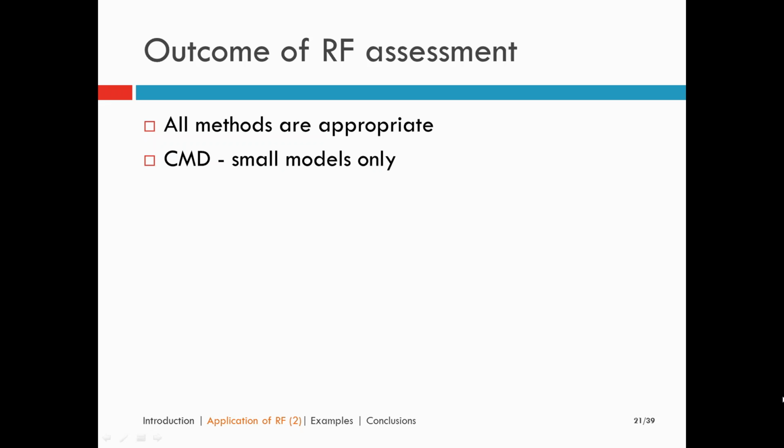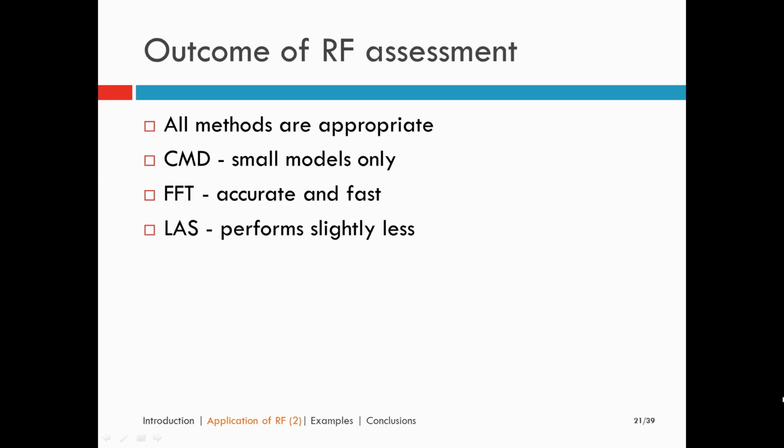The covariance matrix decomposition method works only well for small models. For larger models with a lot of nodes in the random field mesh, this method becomes quite slow, so I would advise to use another method. The fast Fourier transform method is accurate and fast, so I would advise this method. The only limitation is that you have to select a power of 2 for the number of nodes in every direction of the random field mesh. But I think that has to be no problem.